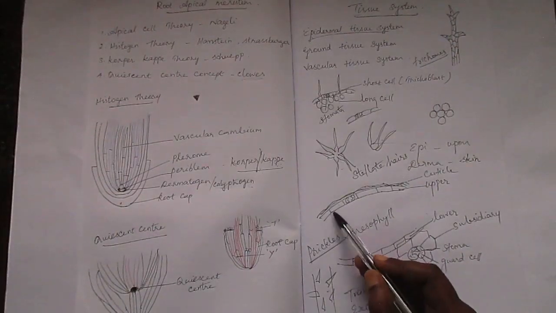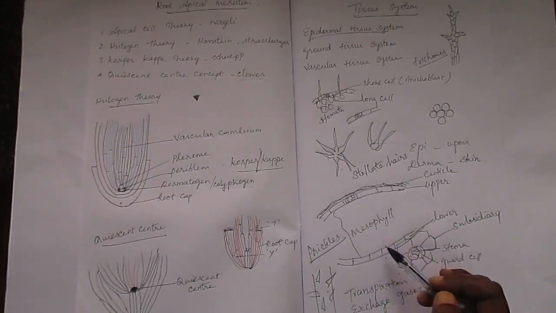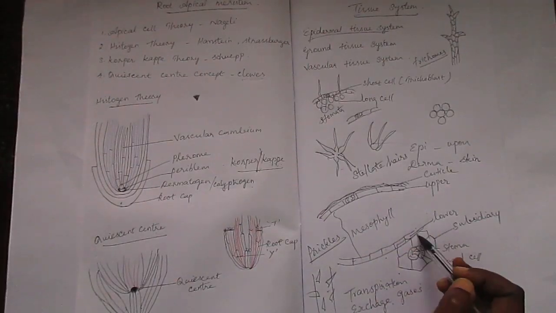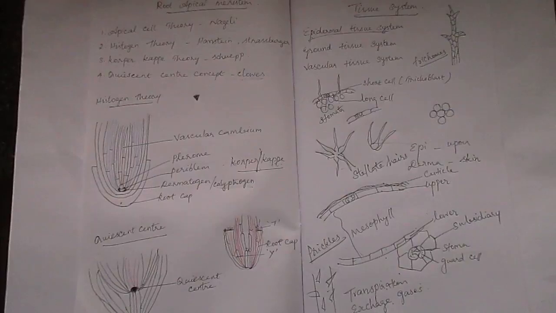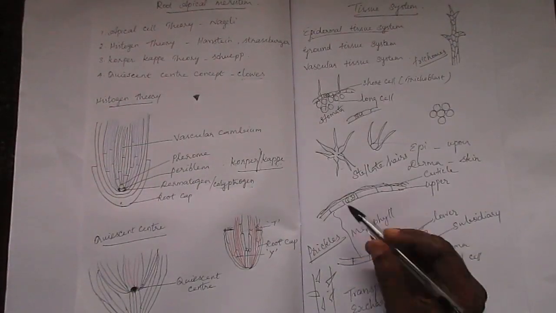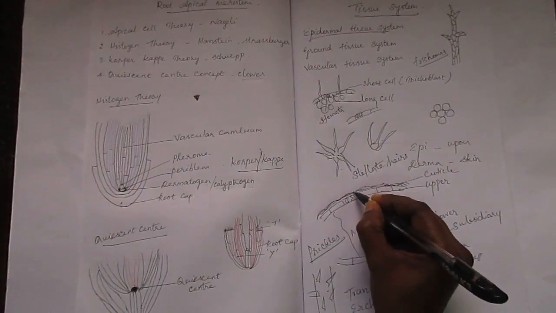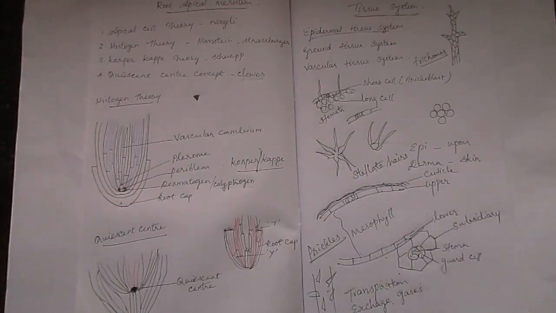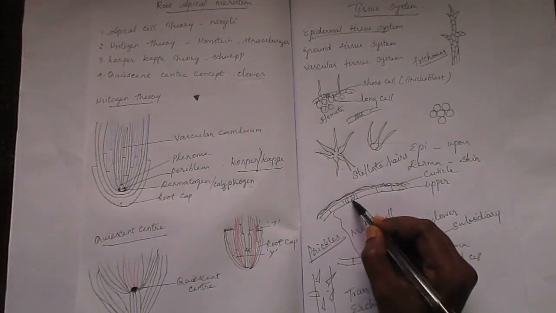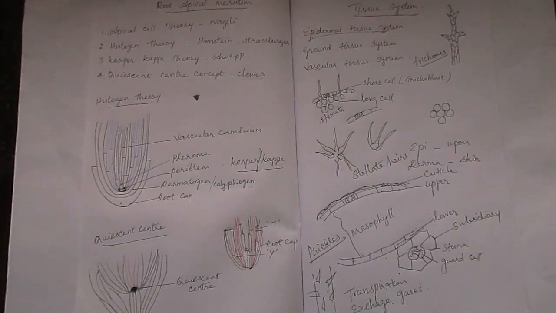When you observe the leaf, the epidermis consists of two layers, the upper and the lower epidermis. In between, mesophyll tissues are present. Above the epidermis, there is a thick waxy coat called cuticle. Cuticle is the waxy coat which checks transpiration. There are minute pores called stomata.